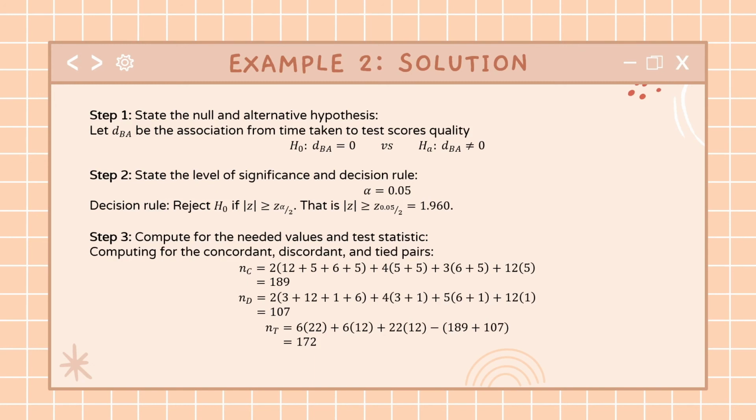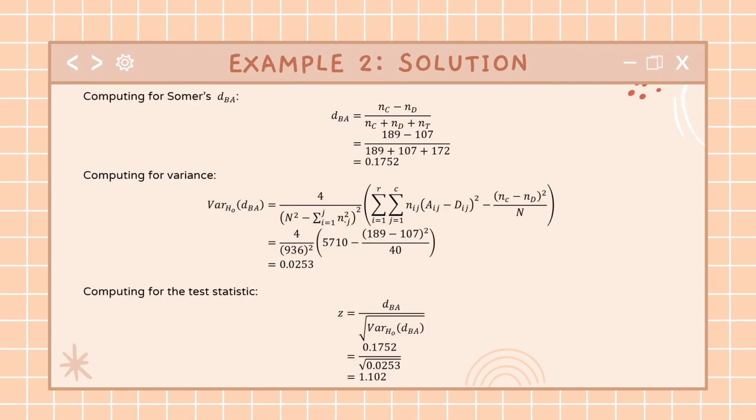Step 3, compute for the needed values and test statistic. So, again, concordant pairs and discordant pairs. So, ito na yung breakdown ng concordant at discordant pairs. At calculate nyo na lang at double check nyo kung same din yung answers na nakuha nyo. So, plugging in the values, ito yung makukuha nating Somers' delta. And again, proceeding naman sa variance.